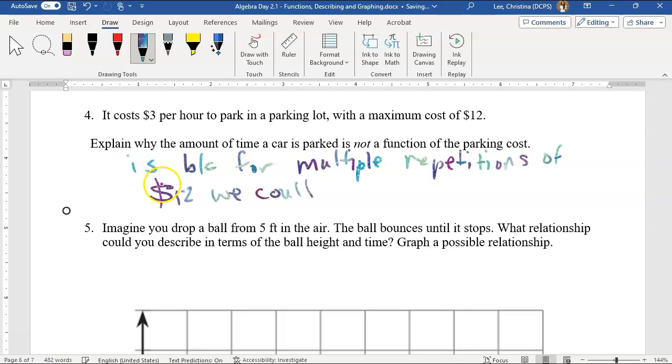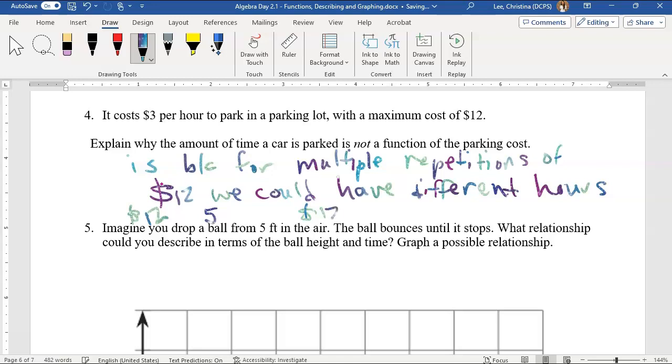We could have different hours. So for example, for $12, we could have 5 hours. For $12, we could have parked for 6 hours. So in this case, the time is not a function of the cost, but the cost is a function of the time.